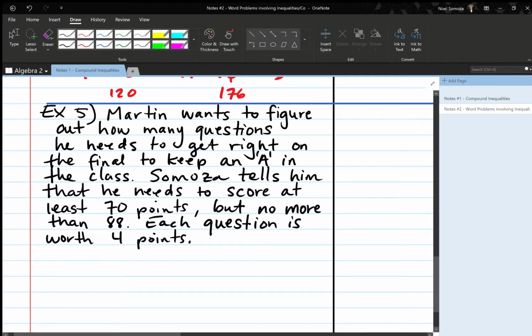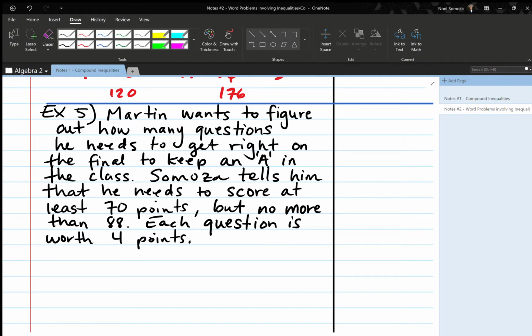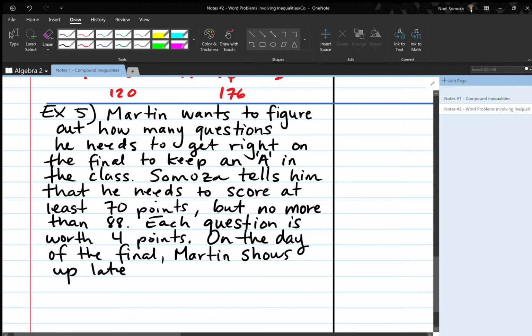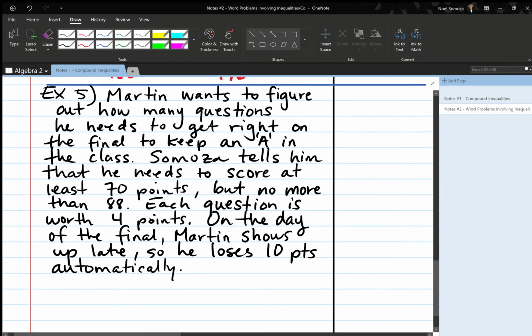But something happens. The day of the final, he shows up late. So that's an automatic 10-point deduction right there. Okay, so that's the scenario.